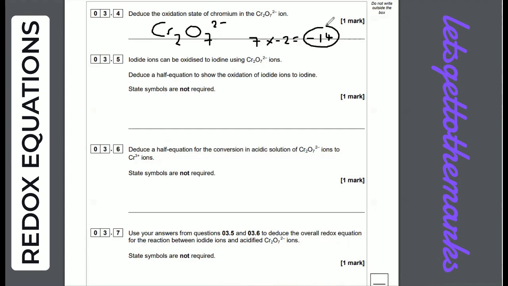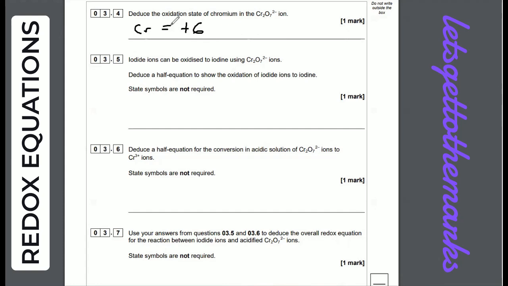So there are 7 oxygens. 7 times -2 is -14. We know that Cr2 therefore must be +12 because there's an overall charge of -2. Plus 12 divided by 2 because there's 2 Crs. Each Cr must equal +6. And that will get you a mark.